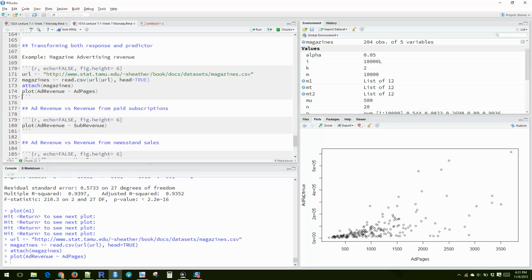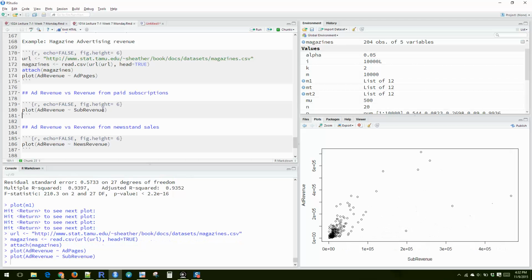But then we're also looking at a few predictor variables. We've got ad pages, which is how many pages of advertising there are. We're looking at subscription revenue, which is how much money the magazine makes from subscriptions. So here's a magazine that makes a lot of money from subscriptions, but the amount of income it makes from advertising is, you know, kind of over here, things like that.